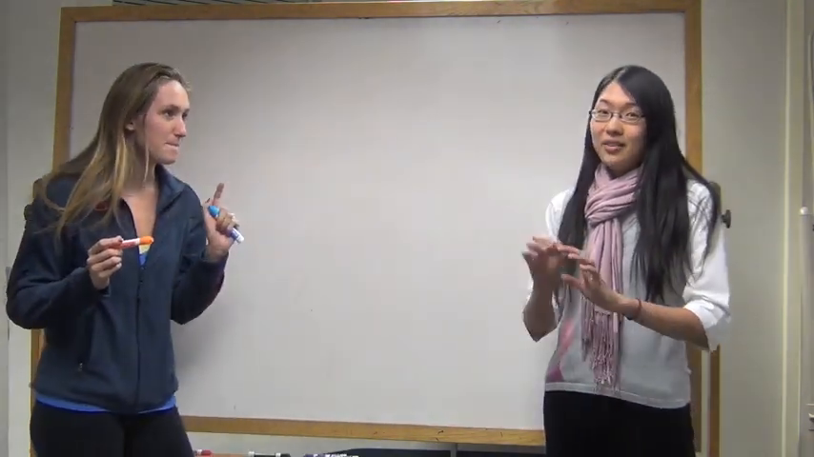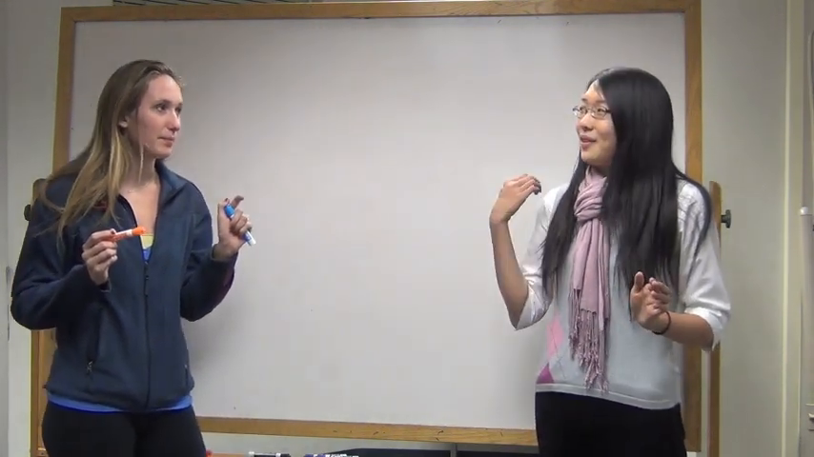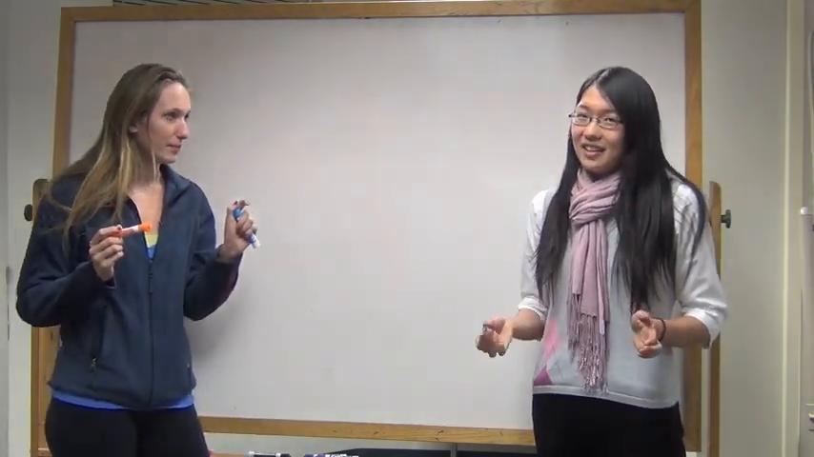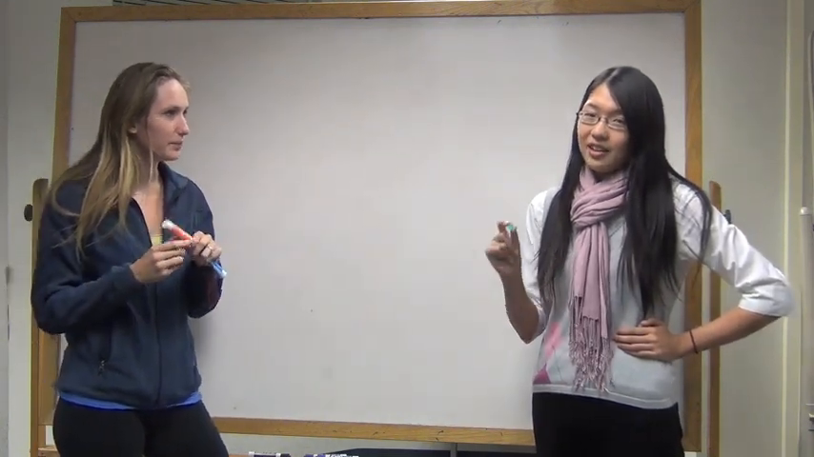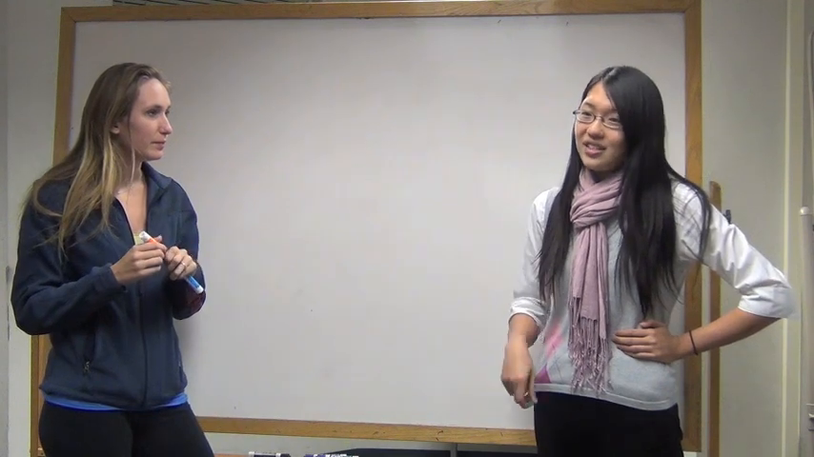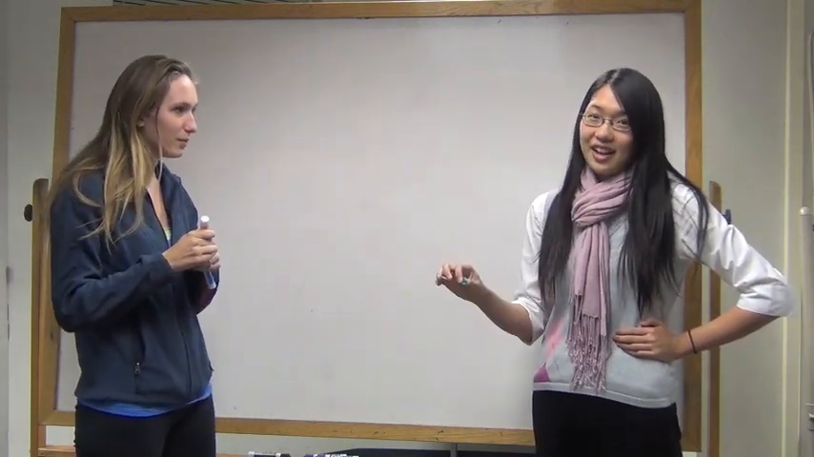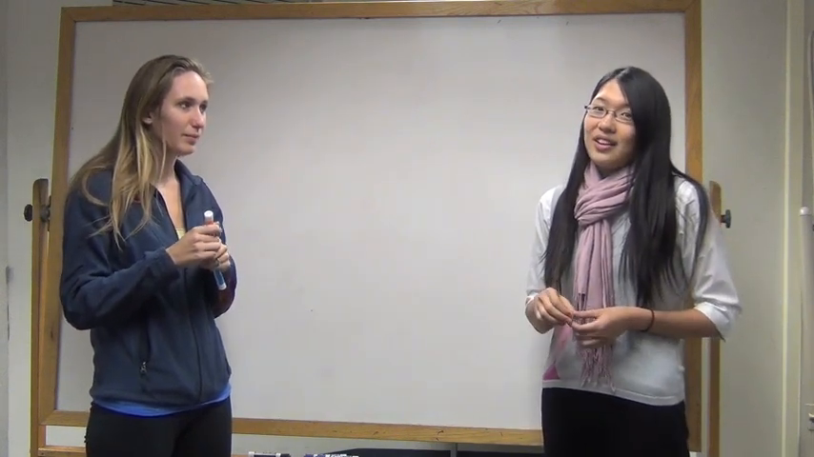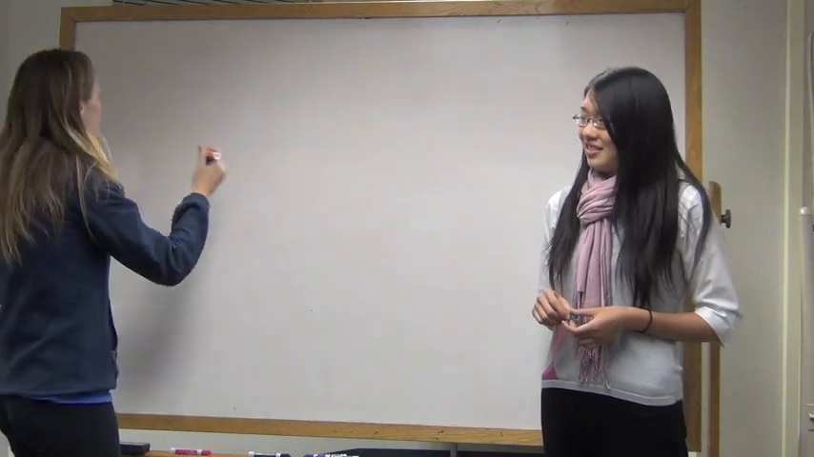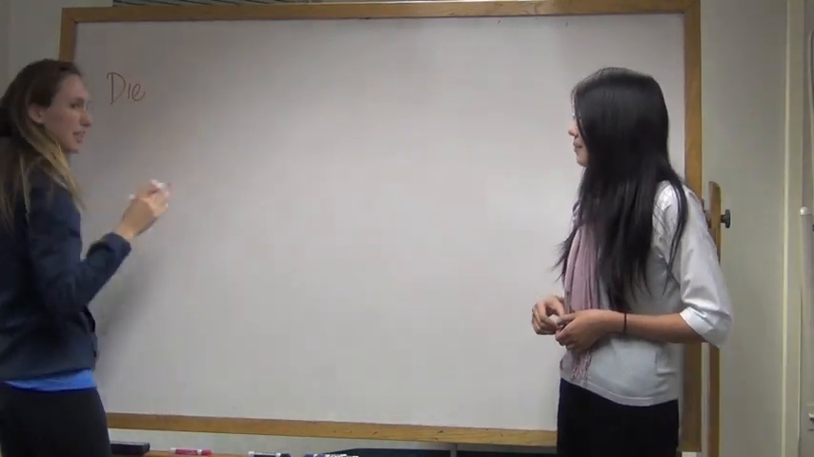What did he tell you, Wenli? He said that I can pick whatever side I want on the die, and I would have to bet $5 to play. So my lucky number is 4. So if the die lands on a 4, I win $10. But if it lands on any other side, like a 1 or a 6, I'm going to lose $6. Sounds good.